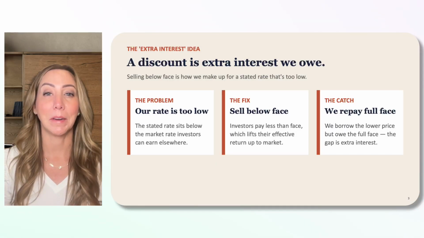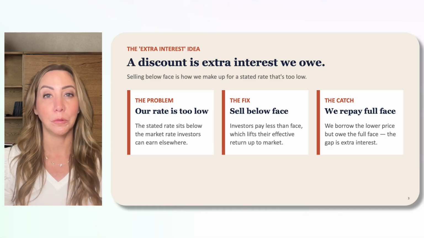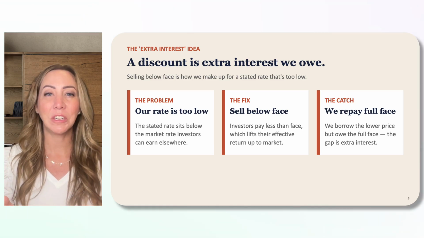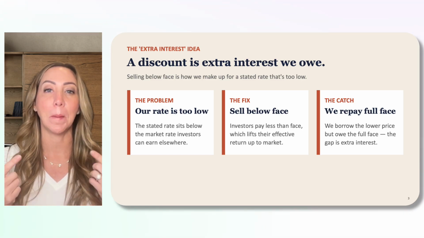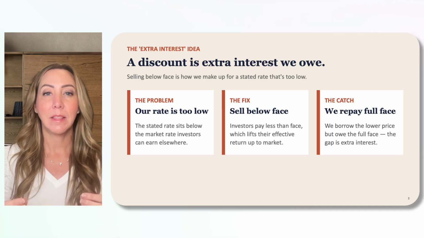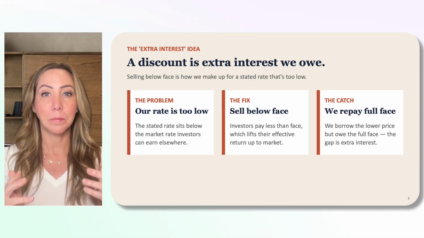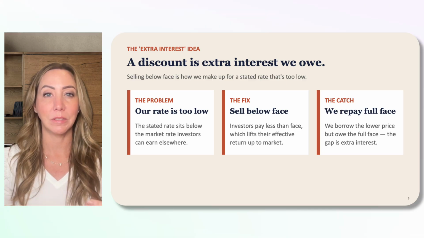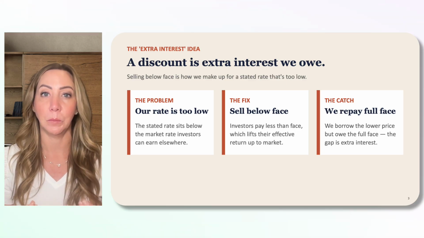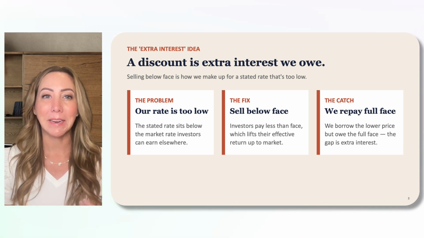Here's how I want you to think about a discount. Although we call the reduced price a discount, it actually represents the extra interest that we're going to pay when the bond matures. Think about that logic. Our stated rate is too low, it's below the market. Simply paying investors the stated interest in cash isn't enough to give them the return that they demand and would be willing to buy our bond. So we have to make it up to them somehow.